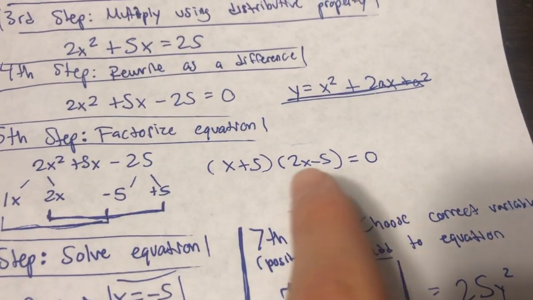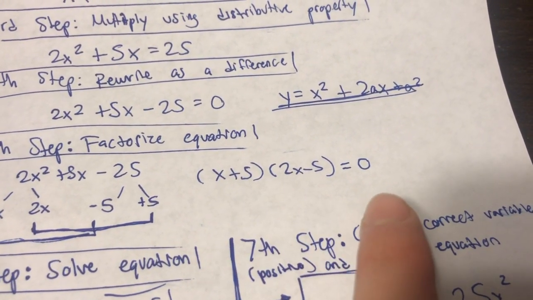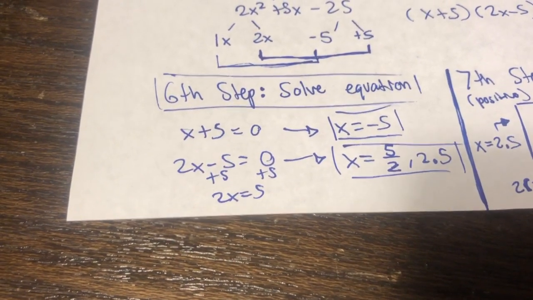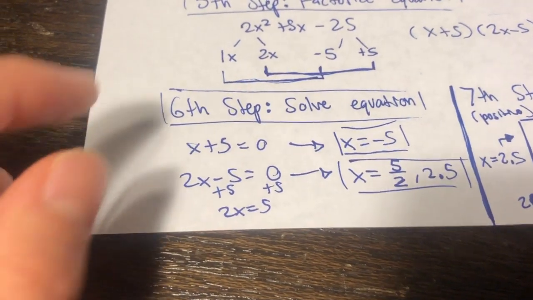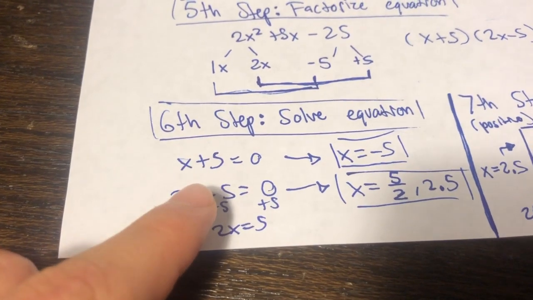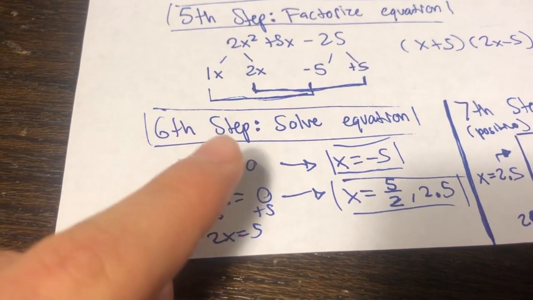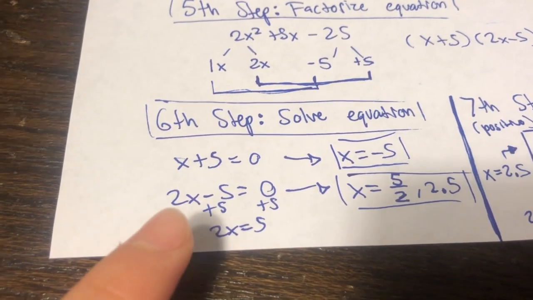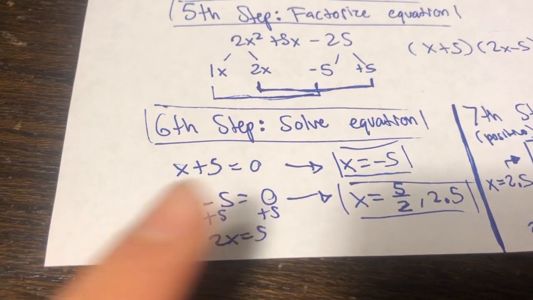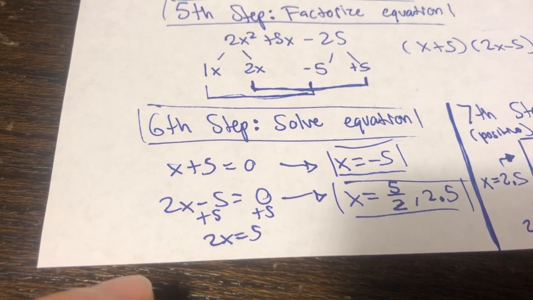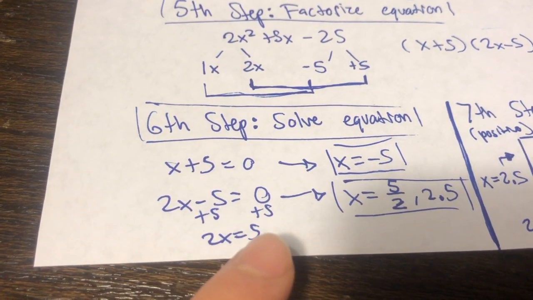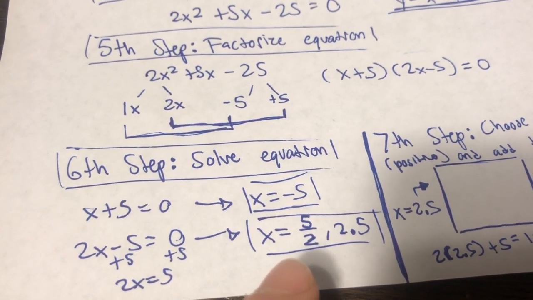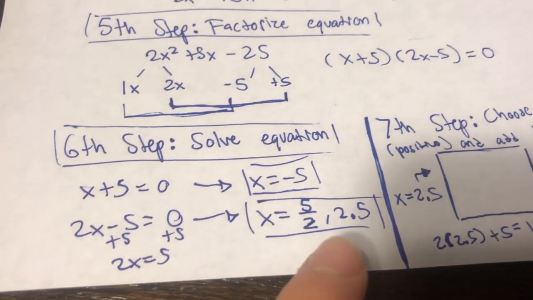So now we have our basic equation written to get our answer. Now, our sixth step is to simply solve the equation. So we get x plus 5 equals 0, which we subtract 5, put it to the other side, and we get x equals negative 5. And here we add 5 to the other side, 2x equals 5, so we divide 5 by 2, we get x equals 5 halves, or 2.5.